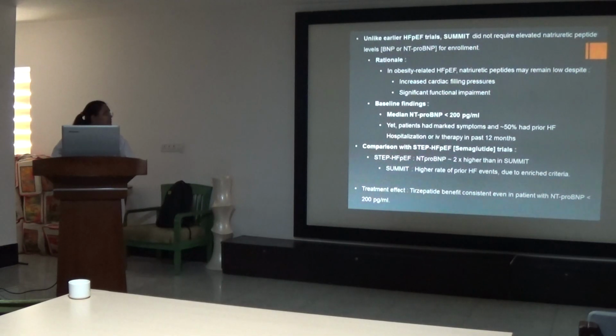Mechanism, I don't know. The baseline findings were that even in patients with NT-proBNP less than 200, they had marked symptoms, and 50% had prior HF hospitalizations or IV therapy in the past 12 months. This trial was compared with the STEP-HFpEF trial for semaglutide. In semaglutide trials, the inclusion criteria had NT-proBNP twice the level used in SUMMIT, and a higher rate of prior HF events is seen in SUMMIT because the criteria came down, so more patients are considered as patients with HF.